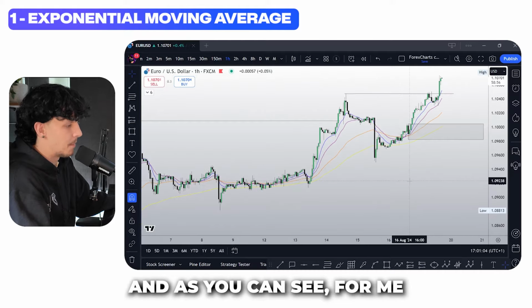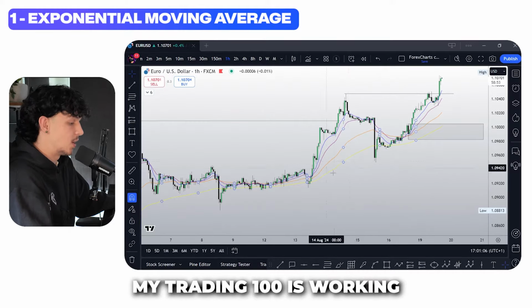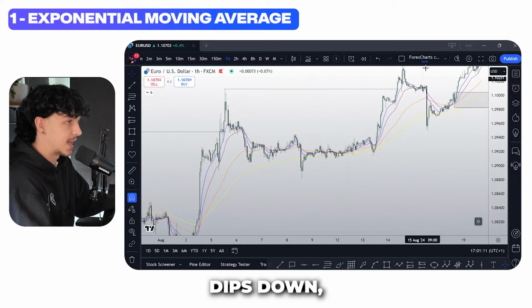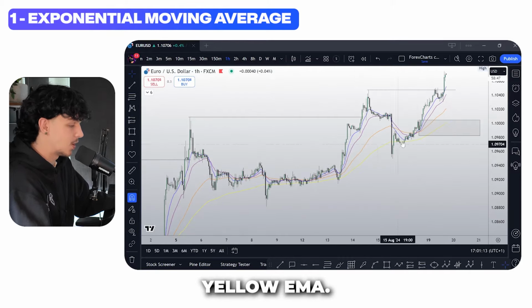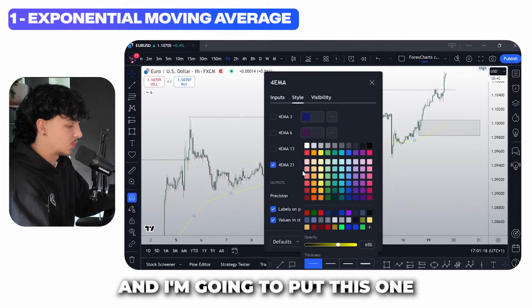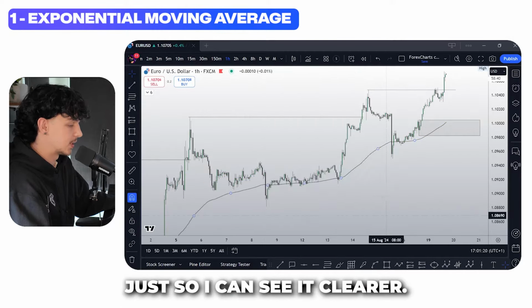As you can see, for me personally in my trading, the 100 is working quite effectively. When the market has huge dips down, we can see that it comes back into this yellow EMA. So I'm just going to get rid of the other EMAs for now, and I'm going to change this one to black, just so I can see it clearer.